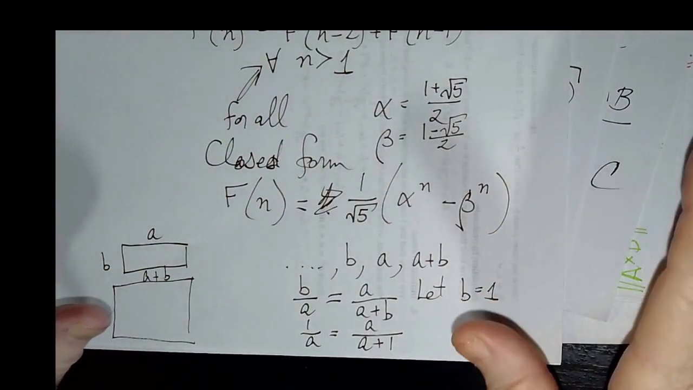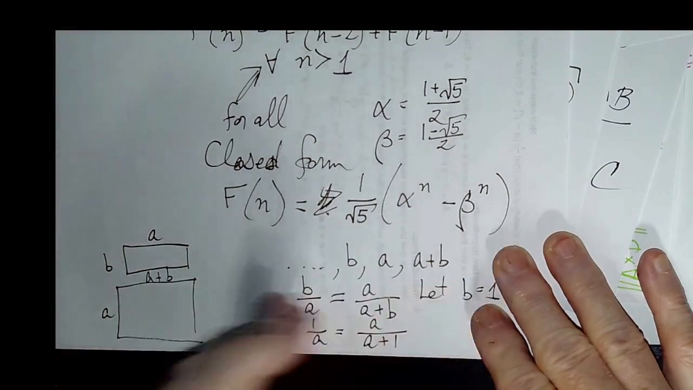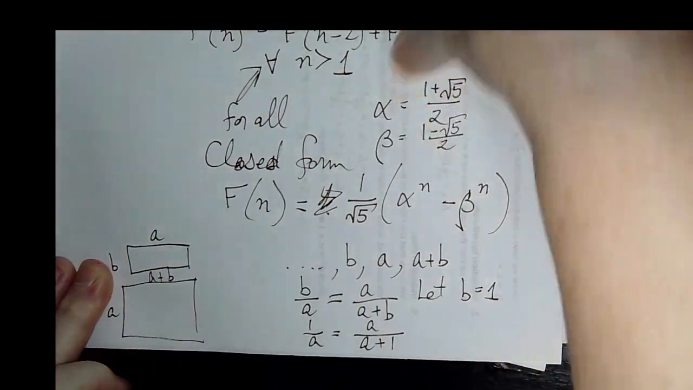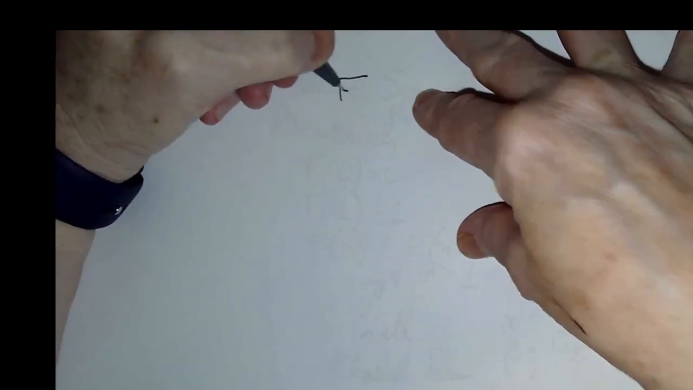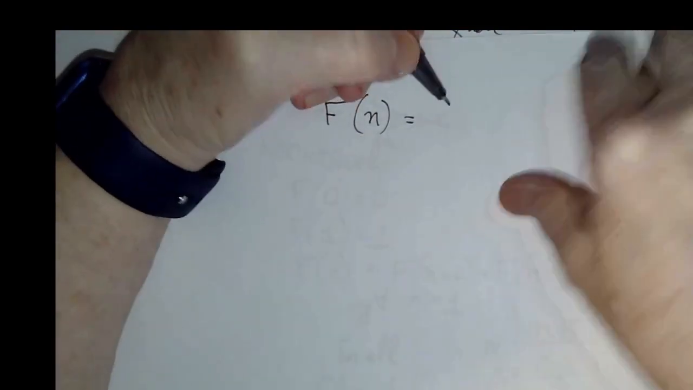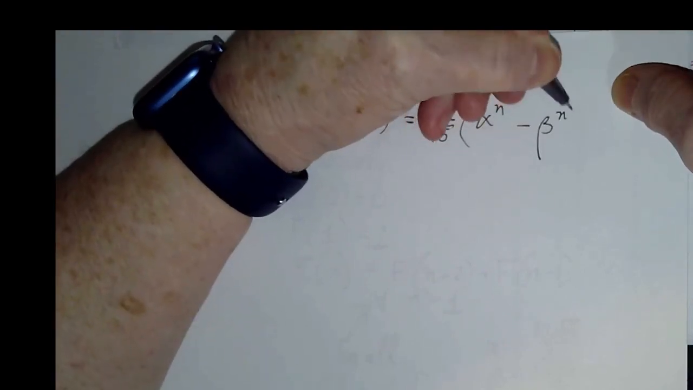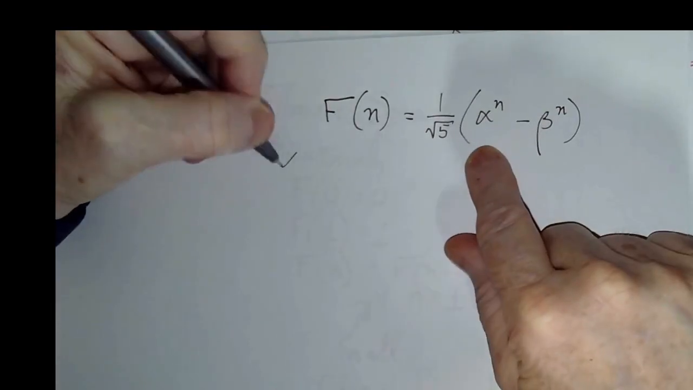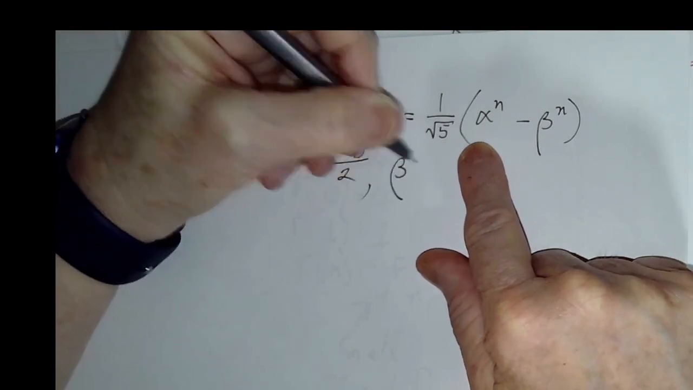And this is weird. But we're going to use mathematical induction to show that this closed form is correct. Cool. Very, very cool. All right. Recall that for mathematical induction, the first thing we need is to write f of n, and we just did that. F of n is 1 over the square root of 5 times alpha to the n minus beta to the n. And we're going to remember that alpha is the positive root and beta is the negative root.